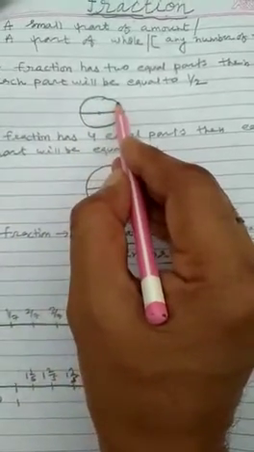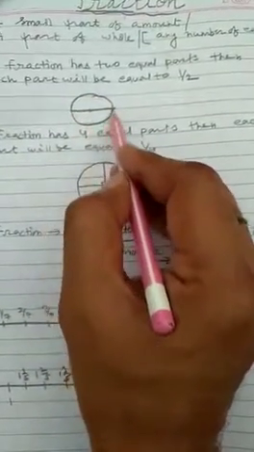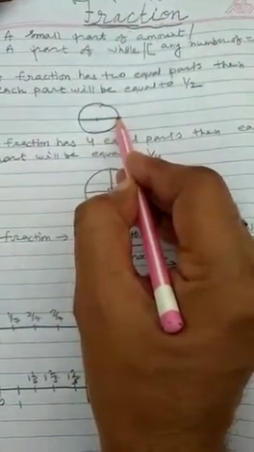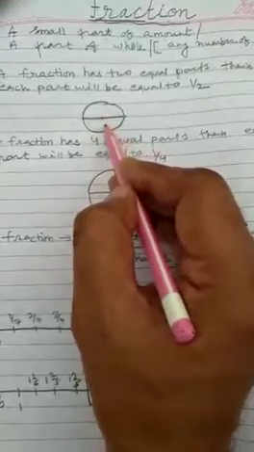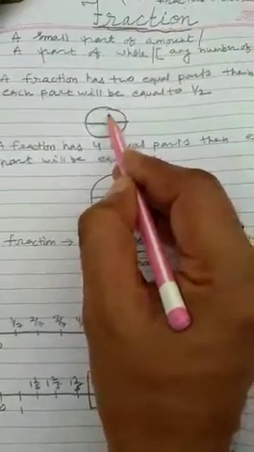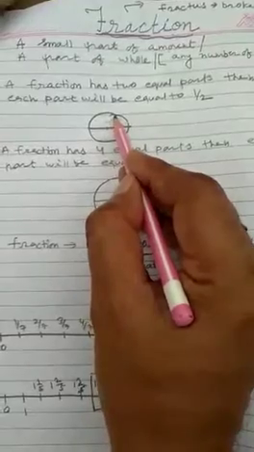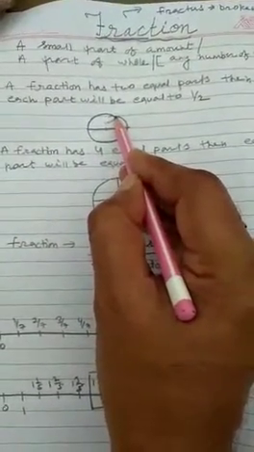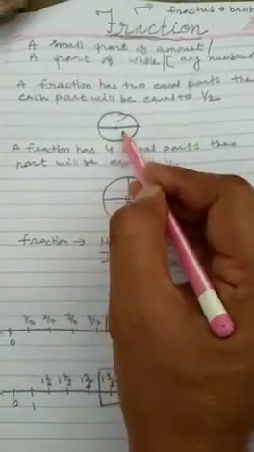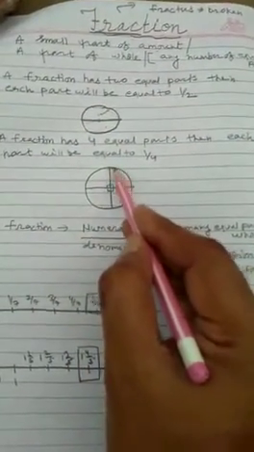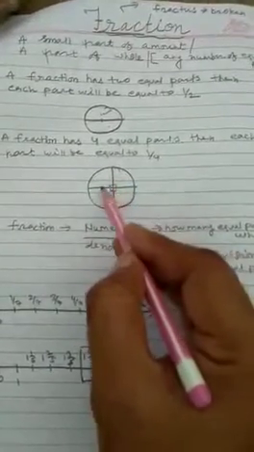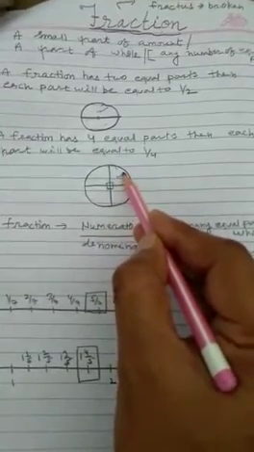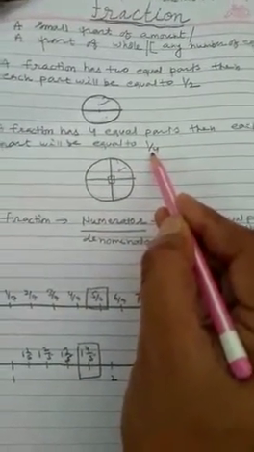by taking an example. A circle. In a circle, a diameter divides the circle into two equal parts. Clear? Two equal parts. Each part will be equal to 1 upon 2, half. And if we divide the circle into 4 equal parts, clear? Then each part will be equal to 1 upon 4.